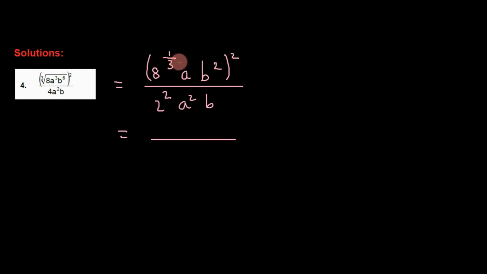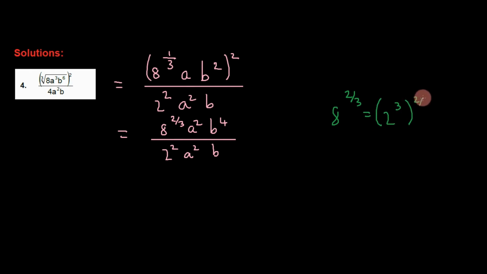Now we can multiply the powers in the numerator. So it's going to be 8 to the 2 over 3, a squared, b to the 4. Now we can use prime factors of 8. So 8 to the 2/3 can be written as 2 cubed to the 2/3. Then multiplying the powers here, the 3's cancel, and we're left with 2 squared. So then in the numerator, we're going to have 2 squared, then a squared b to the 4.